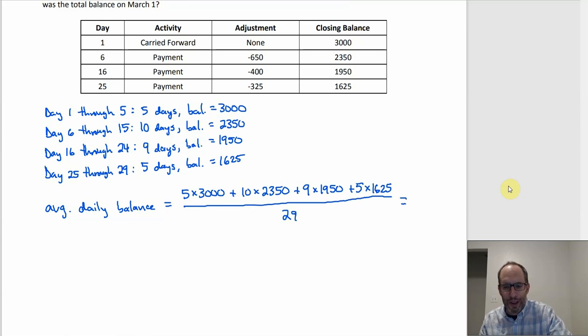And what you get for the average daily balance, and this is one that you've got to round off, which you would kind of expect, right? If you're dividing by 29, that's a weird divisor. You get 2212.93.